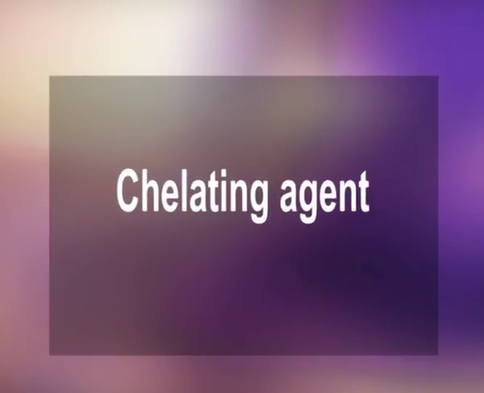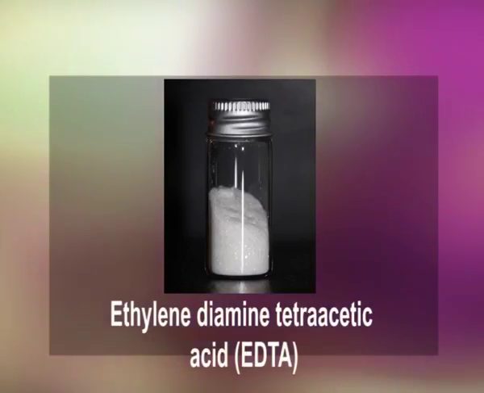Next additive is chelating agents. Chelating agents are molecules that form complexes with the drug with more than one bond. Example, ethylene diamine is bidentate, ethylene diamine tetraacetic acid, EDTA, is hexadentate. Examples and uses of chelating agents. First one is EDTA. EDTA is used for the estimation of metal ions. Next one is calcium disodium EDTA. It is used in the treatment of heavy metal poisoning, mostly caused by lead.